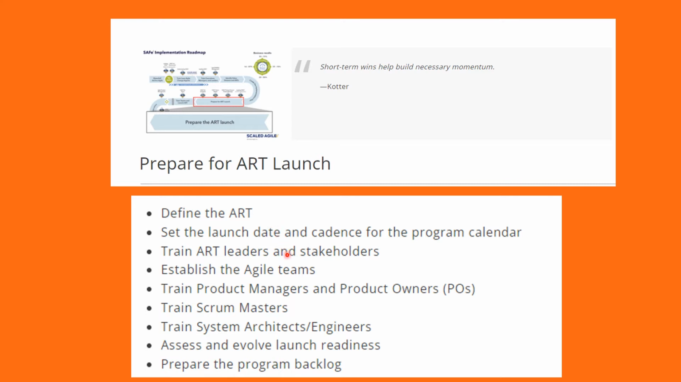SAFe is recommending around 10 steps actually, or 10 activities. Defining the ART, set the launch date, train ART leaders, establish the agile teams, train product owners, train scrum masters, train system architects, assess and evolve launch readiness, and prepare the program backlog. So these are the nine or 10 activities in launching Agile Release Trains.